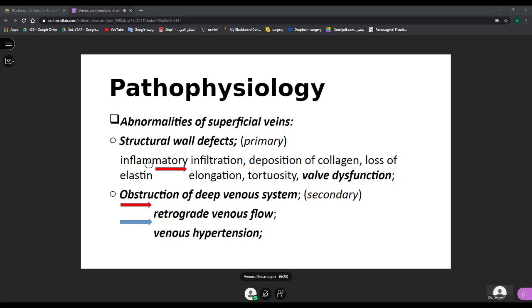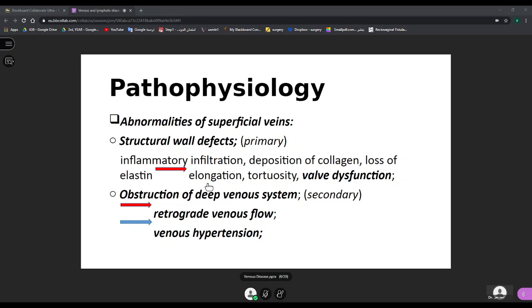One hypothesis indicates that due to some inflammation or inflammatory infiltration of veins, you get deposition of collagen, and when you get this collagen deposited on the wall of veins, particularly perforators, then you get loss of elastin and loss of elasticity. The vein will lose its elasticity, and this will result in elongation. If the vein gets elongated or gets longer than normal, then it can become tortuous.